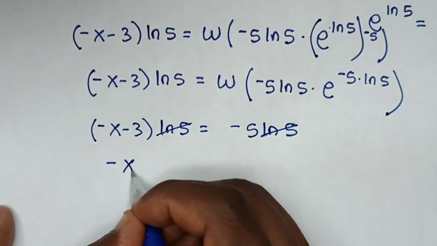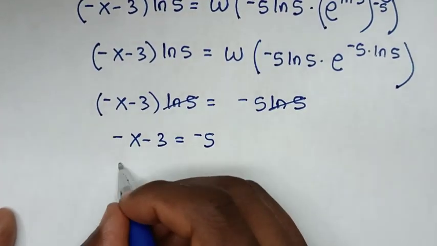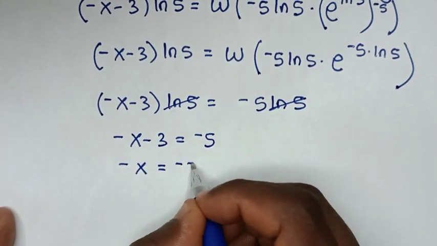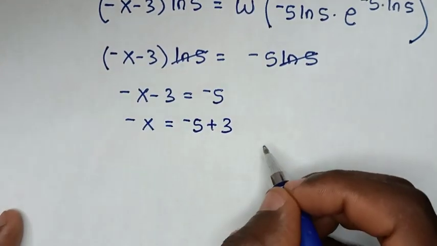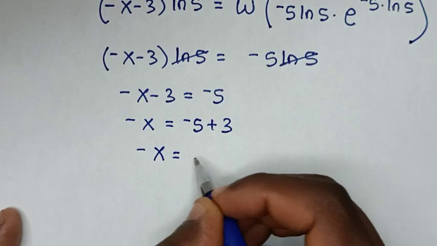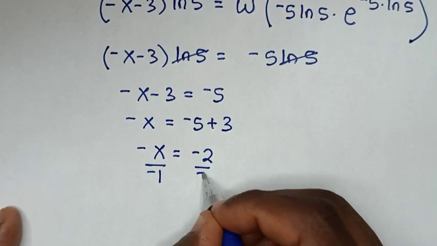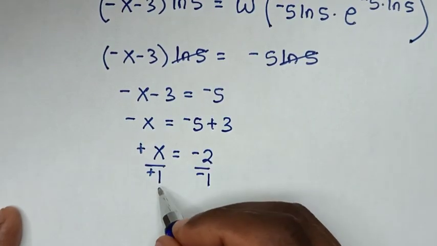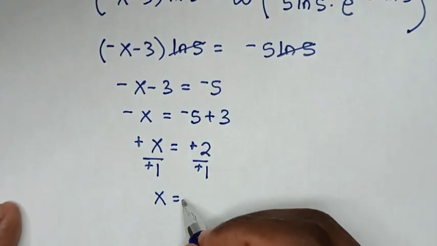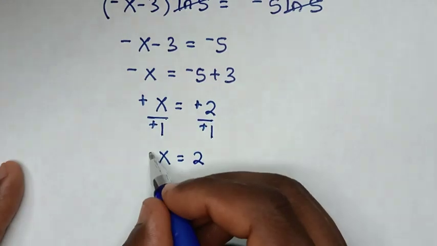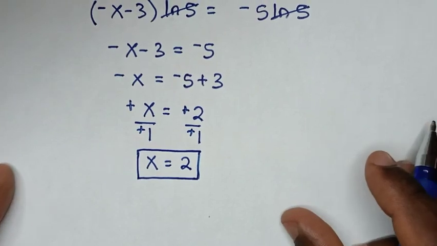So it will be -x - 3 is equal to this -5. Then it will be -x is equal to -5, we take this -3 into the right side to be +3. Then it will be -x is equal to -5 plus 3, it is -2. We divide by -1 on both sides, so this and this will be positive, then x is equal to 2 divided by 1, it is 2. Therefore this is the final answer for the value of x in this problem.